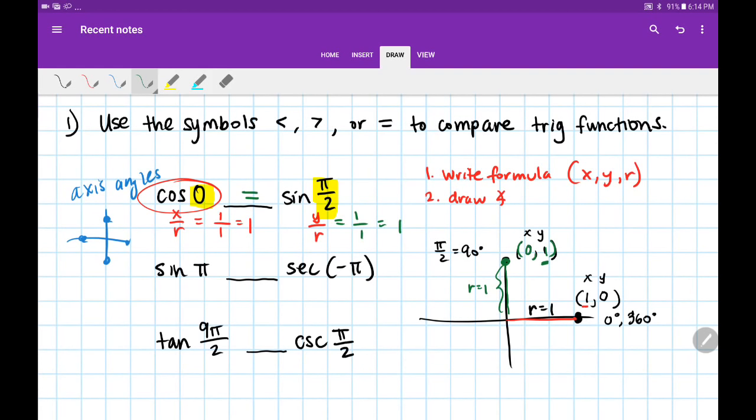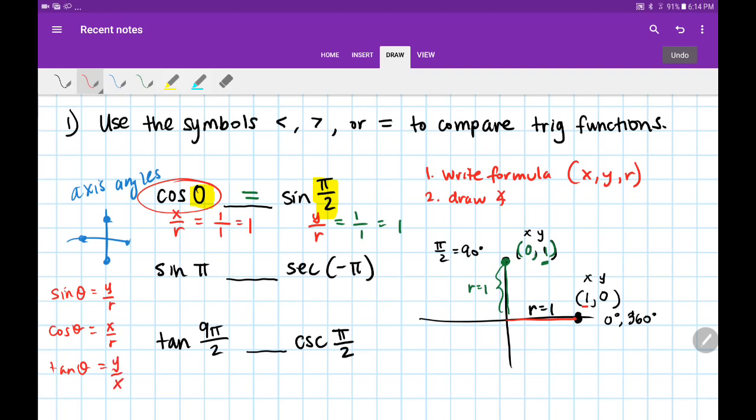Sine of pi versus secant of negative pi. So anytime I see secant or later I'm going to see cosecant, the first thing that I like to do is to write down my formulas. Sine theta is y over r. Cosine theta is x over r. And tan theta is y over x.